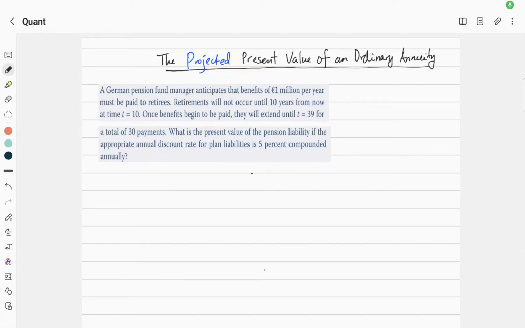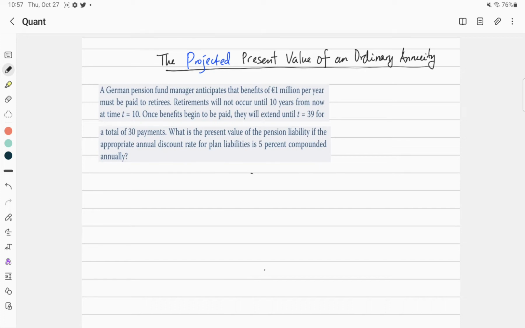Hi, in this problem, we are going to talk about the projected present value of an ordinary annuity. And this concept is better illustrated with an example. So we're going to solve this problem.